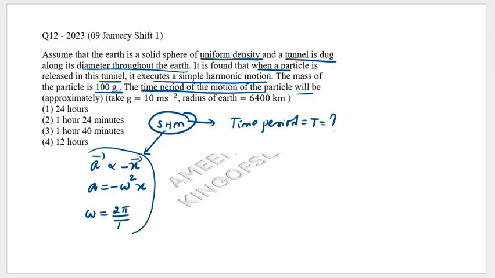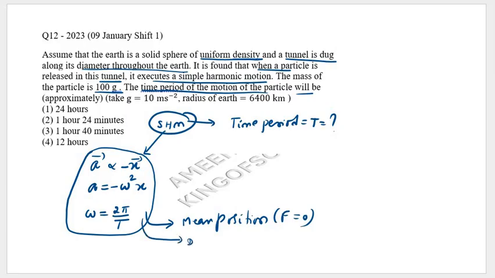So I need to calculate the acceleration of the particle. First of all, I need to identify the mean position of the SHM. Mean position for oscillatory motion means the force acting on the particle will be 0. Then later on, displace by x and find the restoring force. After finding the restoring force, we need to prove that acceleration is directly proportional to displacement.